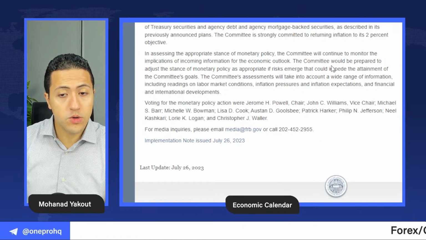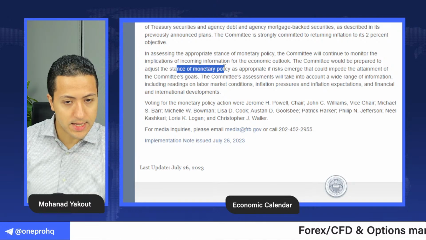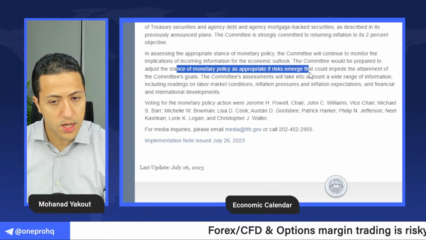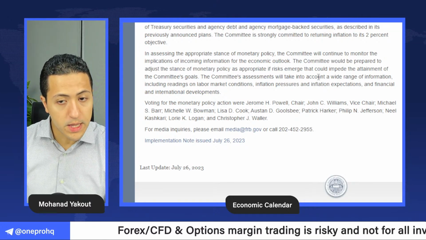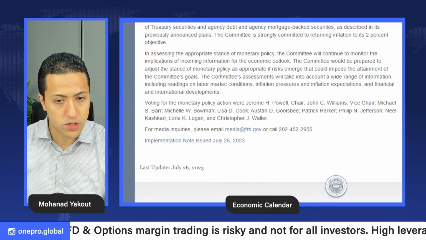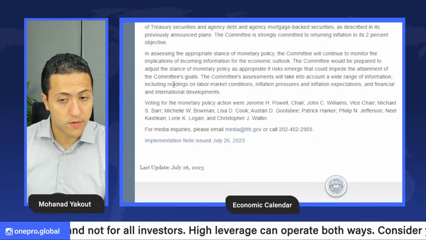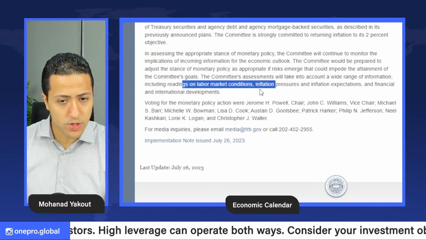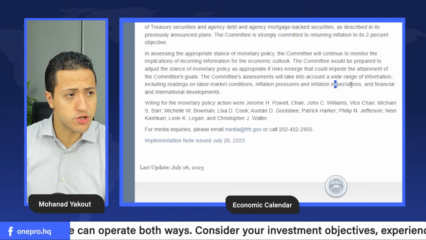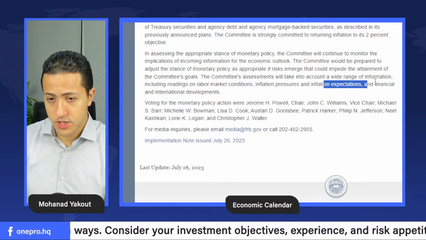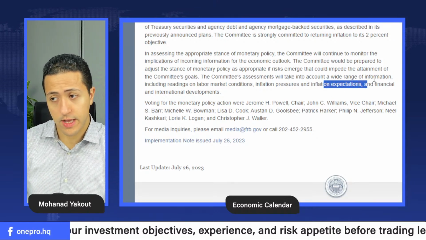The committee would be prepared to adjust the stance of monetary policy as appropriate if risks emerge that could impede the attainment of the committee's goals. The committee's assessments will take into account a wide range of information, including labor market conditions, inflation pressures, and expectations of inflation and financial and international developments.